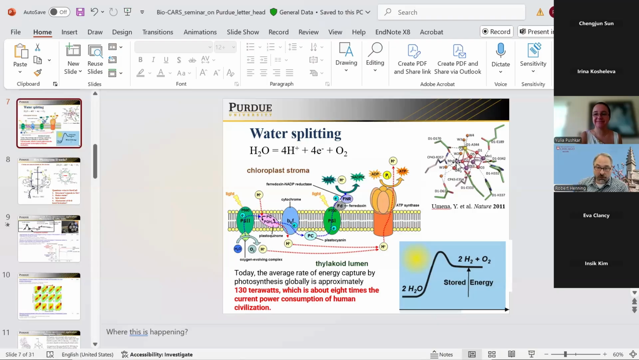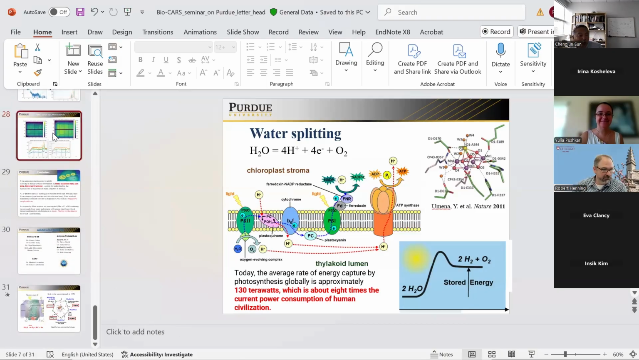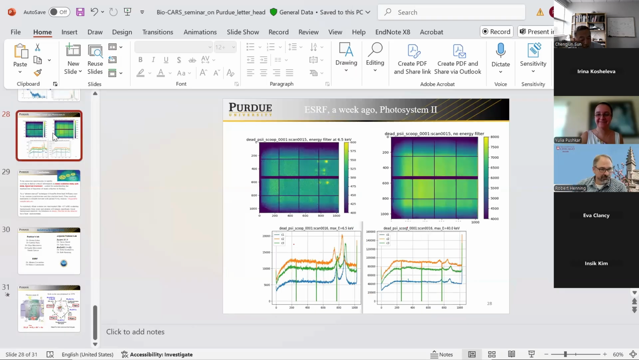Question, Chen Yang, you go ahead. Hi, Yulia. Very nice talk. Thank you. I have a question about the last one. You had the emission data for the photosystem II. The bottom left x-axis is the pixel. It seems the C2 is the shift. Is it just the energy?